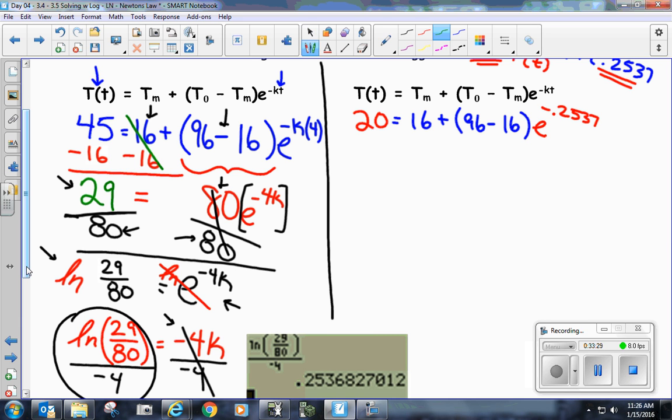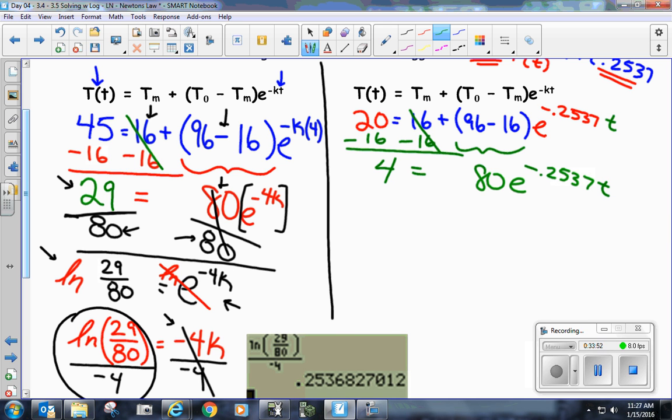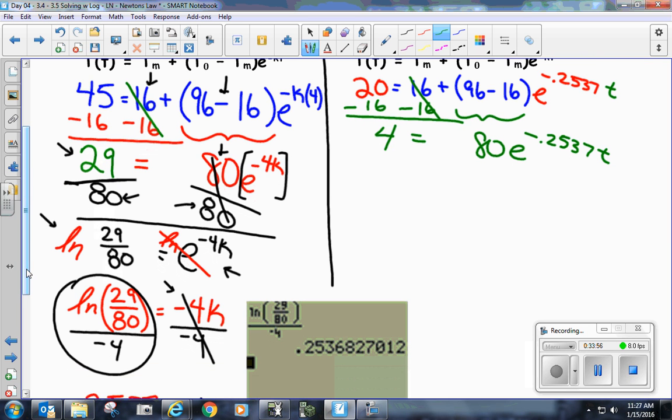You tell me. What is this? Still 80. Okay. What do I do? And I still have my E. Oh, let's not forget. We got to solve for that T, don't we? Negative 0.2537T. What else do I do? What is 20 minus 16? This is gone. I subtract, then I do what now? Divide. Same process. Divide by 80.